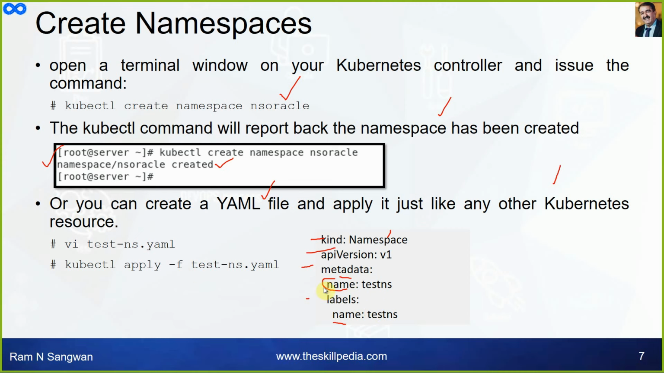I don't know if this N is under M or not. If this M and N are at the same level, then this is wrong. This N has to be a little inside. And then apply this file. Let's create the namespace.